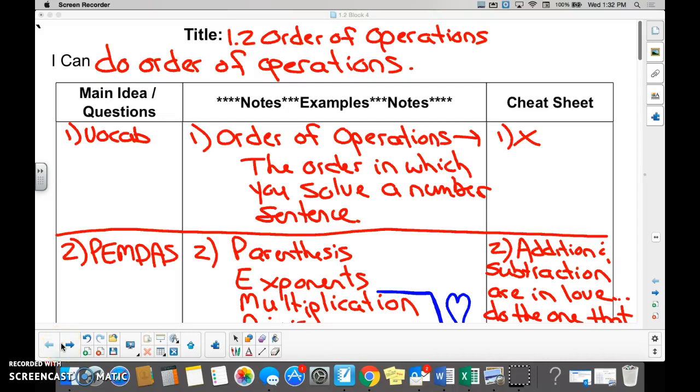1.2 Order of operations. I can do order of operations. All right, so thank you, Gavin.